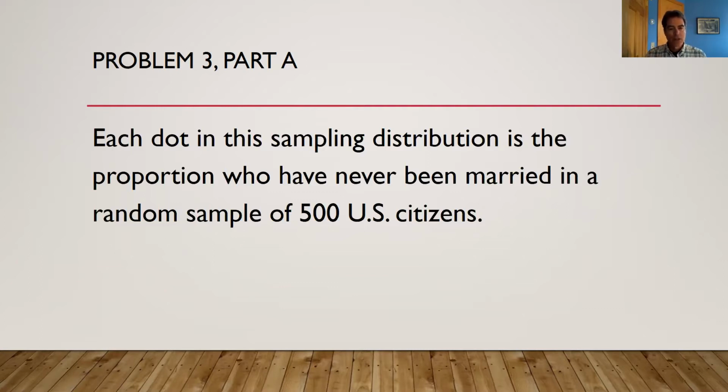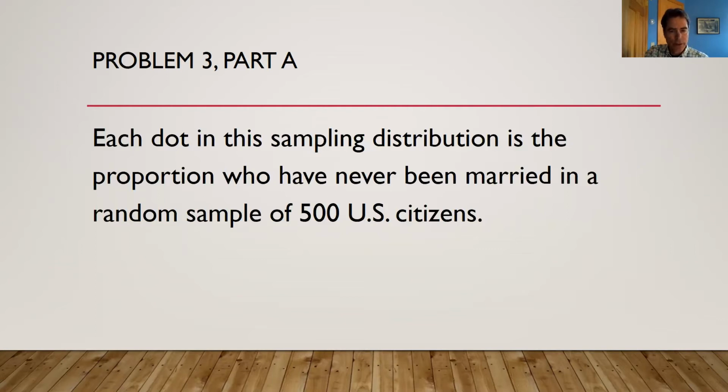So just imagine selecting many different random samples of 500 US citizens from all US citizens, and for each random sample, computing a proportion. So the proportions would not all be the same. They would vary from sample to sample. And that's what we find when we make the dot plot for the sampling distribution. We find a pattern of that variability.